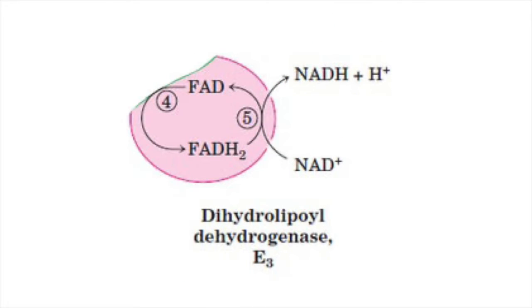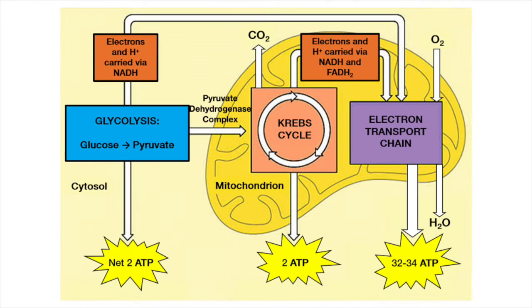In E3, an FAD takes off hydrogens from remaining lipolysine molecules to make FADH2. An outside NAD comes in to remove the hydrogens once more, making the final new molecules NADH and a hydrogen ion. The pyruvate dehydrogenase complex is crucial in the way our body converts food into energy.